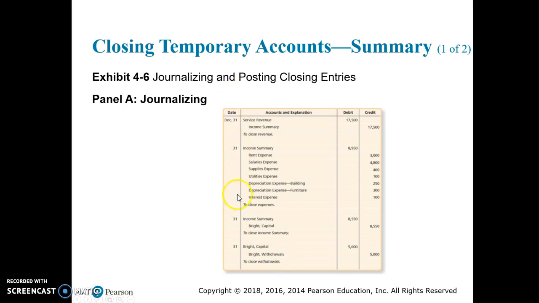Remember, I said there were 3 of them. Close your revenue, close your expenses, close income summary. Now this one, because we're crediting the capital, we had a net income. If this was reversed, then we would have had a net loss. And then you close the drawing account.